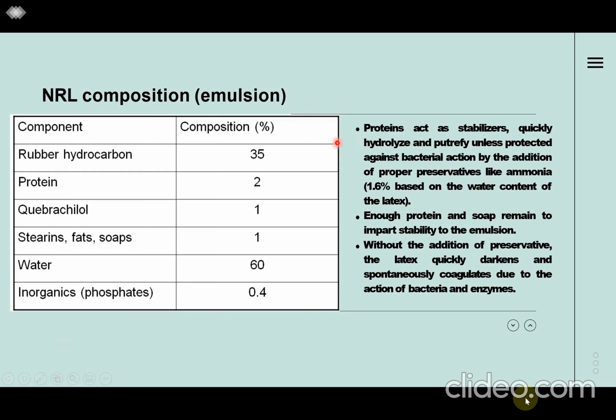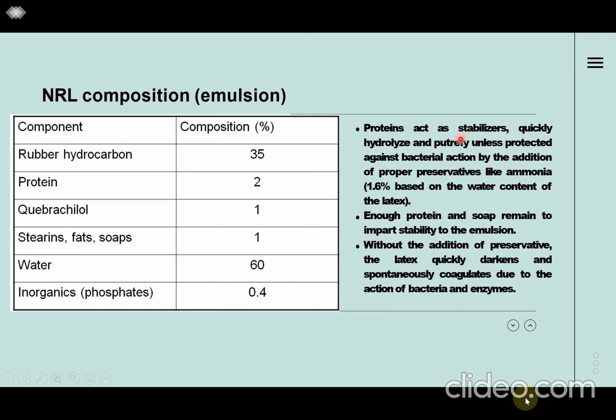We have to know the percentage and the composition of natural rubber latex. Natural rubber latex consists of 35% rubber hydrocarbon, polyisoprene. Another 2% consists of proteins. Quebrachitol takes up around 1%, and another 1% consists of sterol, fats and soap. Water takes up almost the largest part of its composition, at around 60%. We have 0.4% inorganics, which is phosphate, as the minor composition.